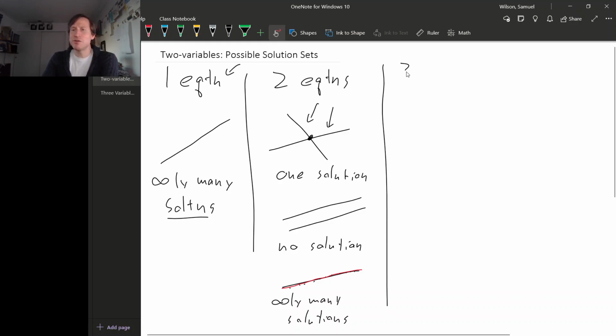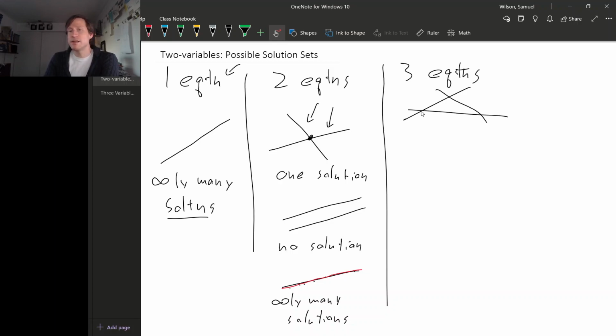Let's look at three equations. So three equations in two variables. That means we're going to have three lines in the xy plane. That would look, let's see, in general you'd have something like this. And although these lines do all intersect each other in pairs, there's no single point where all three lines intersect. And so a system of three equations like this would have no solutions.